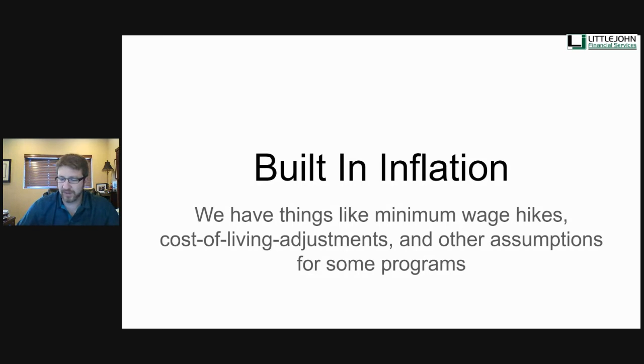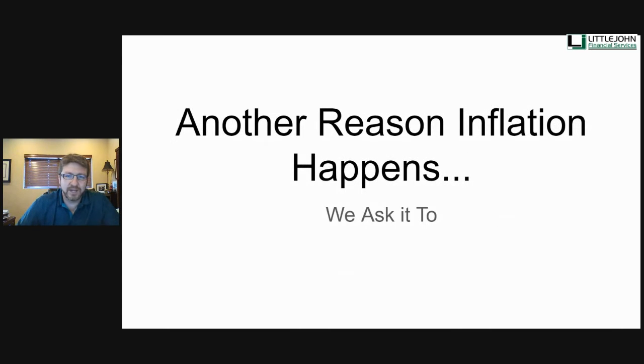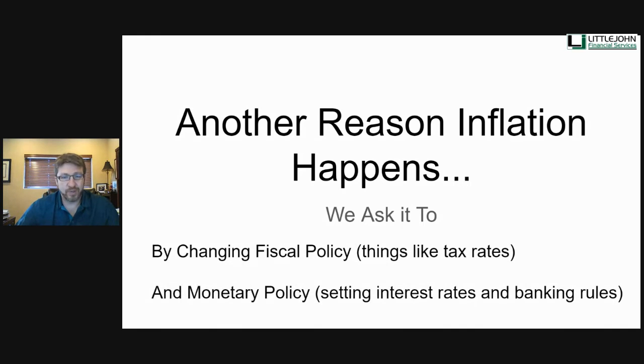Anyway, that's the built-in inflation component. Let's look at another reason that inflation happens, and this one is going to seem weird, but we ask for it. You think, what? What are you talking about? How do we ask for inflation? Well, we control things in the government. One of the things is what we call fiscal policy. Fiscal policy is things like taxes and the rules. If you change the rules or you change the taxes, you just changed a cost for the business. And that's part of cost push inflation, right?